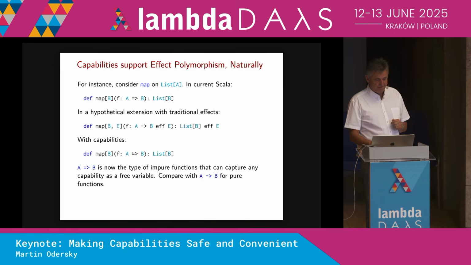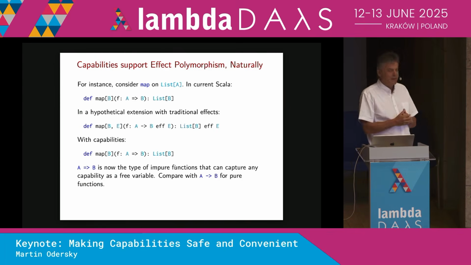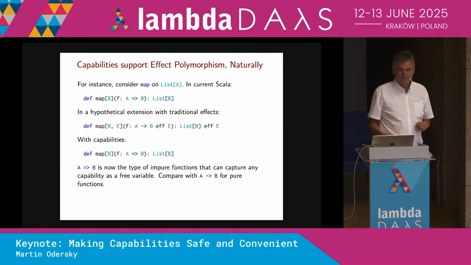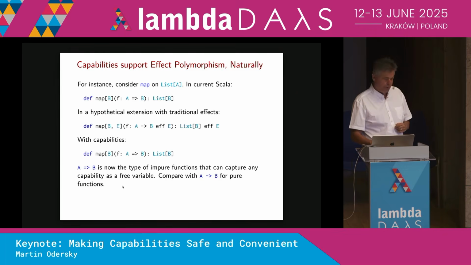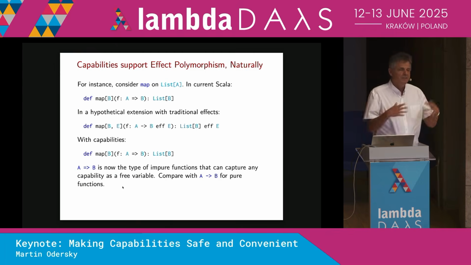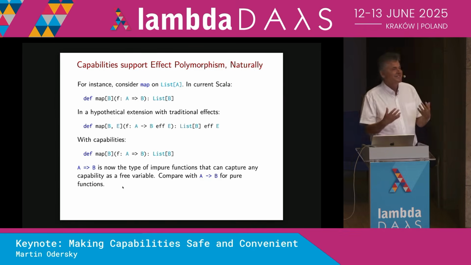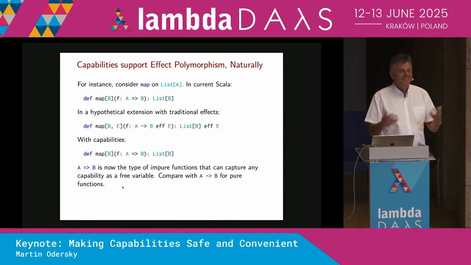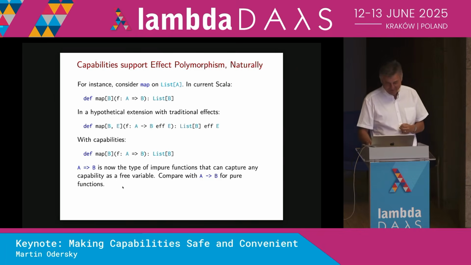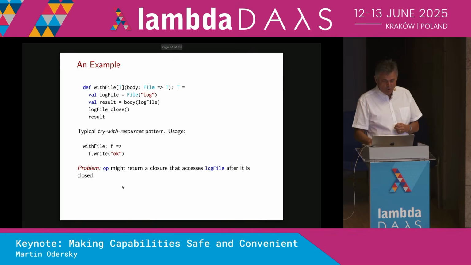This type A => B is now the type of impure functions that can capture any capability as a free variable. And we introduce a new type, A -> B, for pure functions, which brings Scala finally into alignment with Haskell, where we both use the single arrow for pure functions. So you could say, essentially Scala has waited all this time to become pure, and then they could finally use the good arrow of Haskell. So now we are finally at this point. Okay, so here's an example.